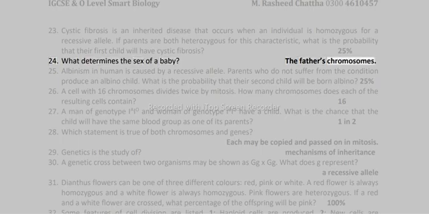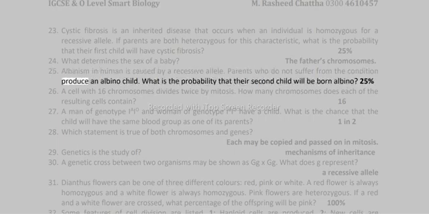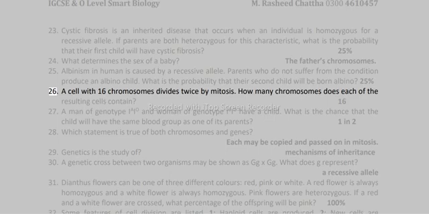The father's chromosomes. 25. Albinism in humans is caused by a recessive allele. Parents who do not suffer from the condition produce an albino child. What is the probability that their second child will be born albino? 25%. 26. A cell with 16 chromosomes divides twice by mitosis.